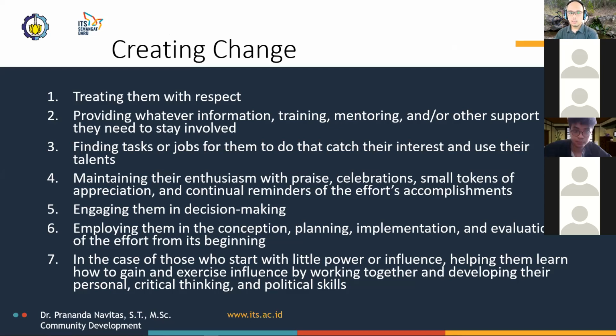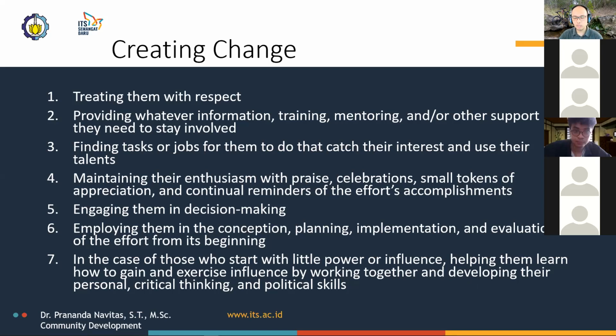These next few slides. So, bringing people and organizations into the process and moving them toward the upper right quadrant of the stakeholder grid generally demands that you keep them involved and informed by treating them with respect, providing whatever information or training that they need, finding tasks or jobs for them to be so that they can harness their interests, to capture their talents and interests, maintain their enthusiasm with praise, celebration, small tokens of appreciation, and continual reminders of the effort's accomplishments.